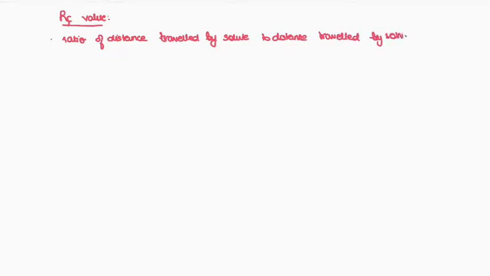So basically, when you're asked about its definition, what you need to write is the ratio of the distance traveled by solute to the distance traveled by solvent. Now, what does that mean?